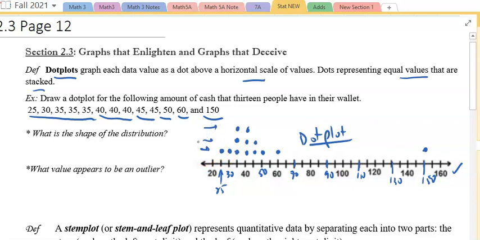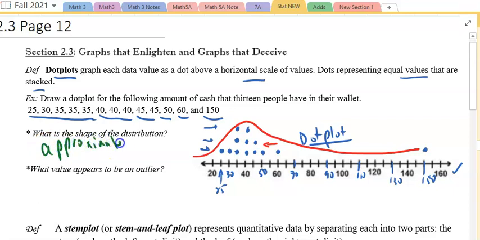What is the shape of the distribution? If you really look at it, that's one main reason for looking at this. If you try to graph a curve around it, it looks like a normal distribution. We say approximately normal.